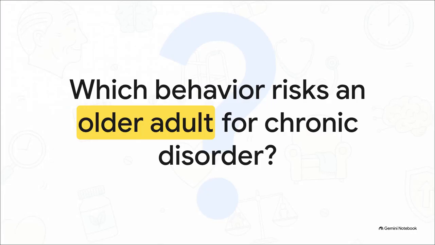All right, here's another knowledge check straight from Dr. Kuykendall's slides to test your grip on chronic disorder risk factors. Look at these behaviors. Which one of these is placing an older adult at risk? A BMI of 22.1? Walking for 30 minutes? Smoking half a pack? Or eating fruits and veggies?